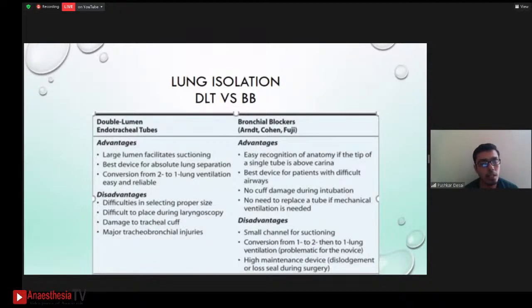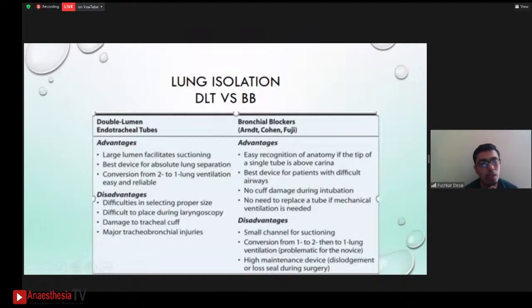Apart from that, the DLT is relatively easy to suction the airways because of its large lumen, and absolute lung separation is guaranteed using the DLT. Bronchial blockers are usually relatively quick, and they can be passed through a single lumen tube, so they can be used in a difficult airway situation. During intubation, as the size is small, airway injury is avoided using bronchial blockers. But at the same time, one should have the expertise in placing the bronchial blockers.